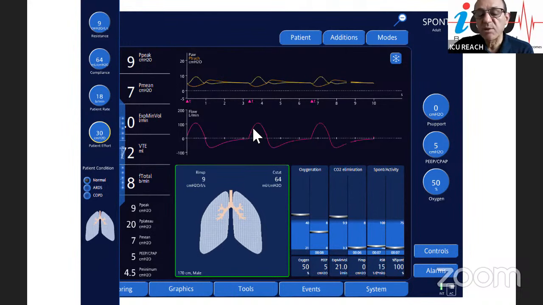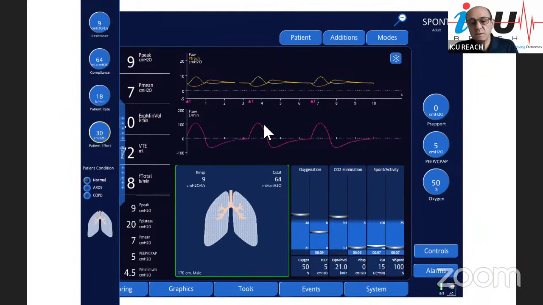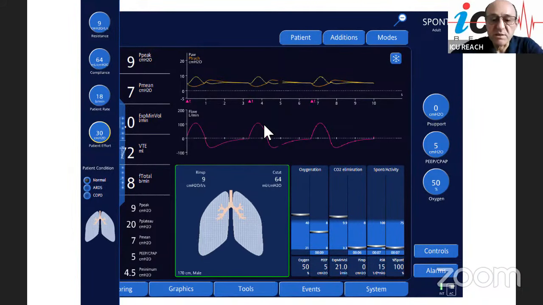As the flow goes up, the machine continuously measures that flow. As the flow goes up, the pressure support goes up gradually with that increase in the flow to overcome the resistive load of that ET tube that is imposed on the ventilator.